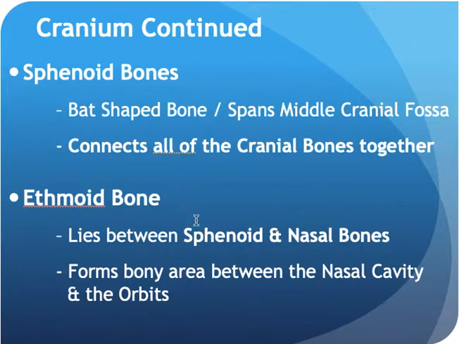Ethmoid is going to be a little bit more towards the front. It's going to be a little bit more towards your nasal and your nose. So it lies between the sphenoid and the nasal bones. It's going to form the bony area between the nasal cavity and the orbit. So when I think of ethmoid, I always think of sinuses. And when I think of the sphenoid, I always think of that middle part and that bat shape. But again, the pictures make it really easy too.